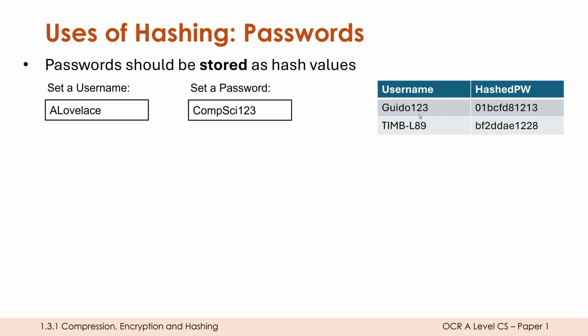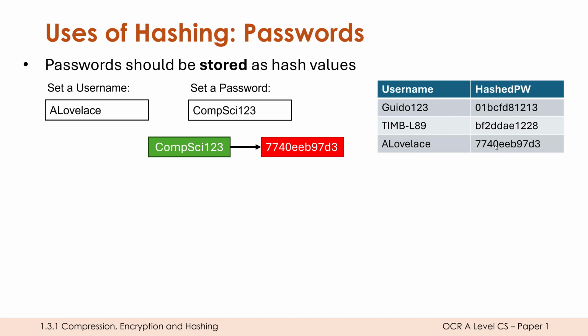And the person should have a database table which has, let's say the usernames are not being hashed, they're just stored normally. Compsci123 shouldn't appear in this table. What should appear is the hashed version. So I run a hashing algorithm, I get this scrambled output, and that is what gets added to my database table.